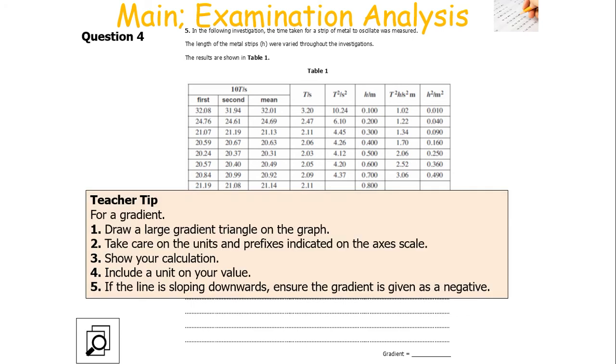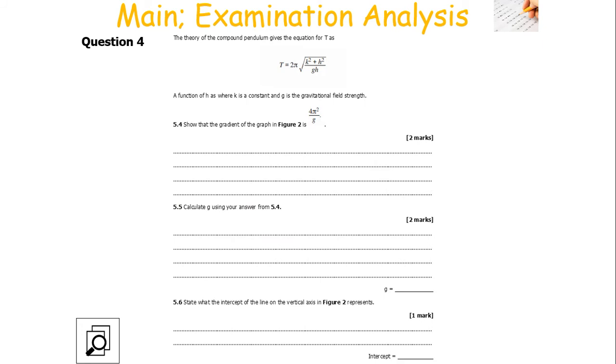Again, like we mentioned before, for a gradient, you draw a large gradient triangle on the graph. You take care with the units and the prefixes indicated on the axis scale. You show your calculation very clearly. You include a unit on your value, and if the line is sloping downwards, you ensure the gradient is given as a negative. Now show that the gradient of the graph in figure 2 is 4 pi squared over g.